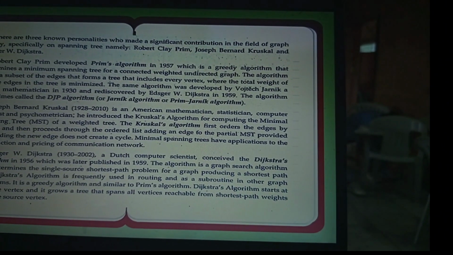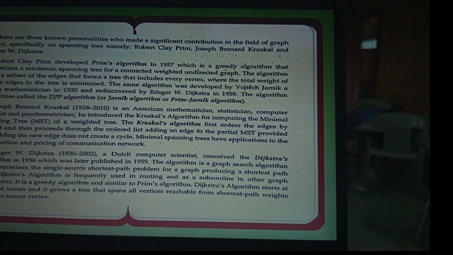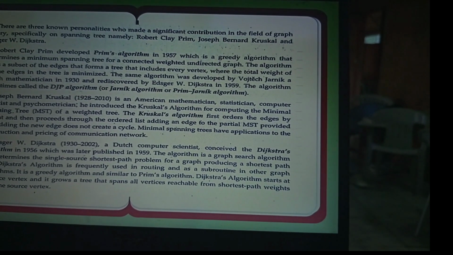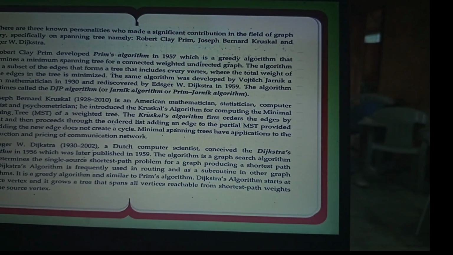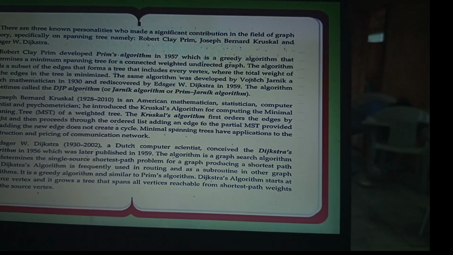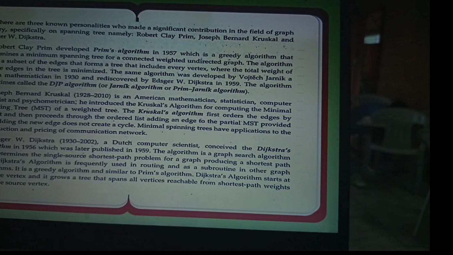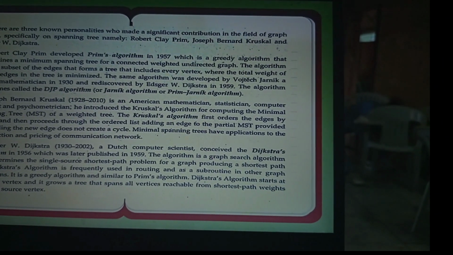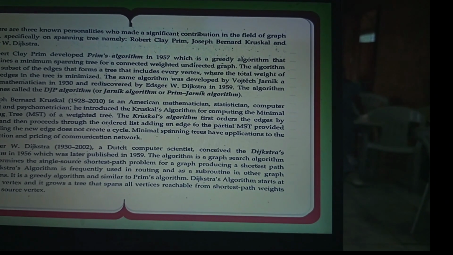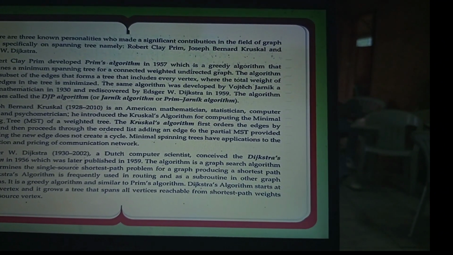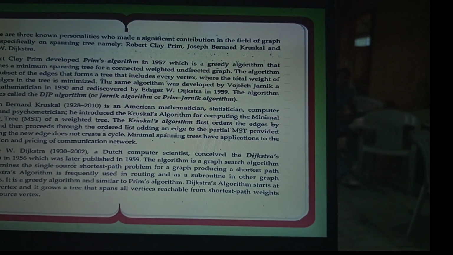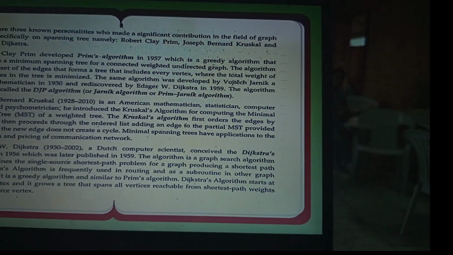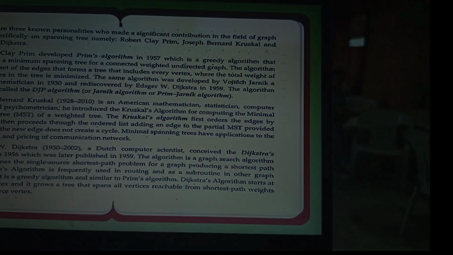The algorithm finds a subset of the edges that forms a tree that includes every vertex where the total weight of all edges in the tree is minimized. The same algorithm was developed by Vojtěch Jarník, a Czech mathematician, in 1930, and rediscovered by Edsger W. Dijkstra in 1959. The algorithm is sometimes called the DJP algorithm, Jarník algorithm, or Prim-Jarník algorithm.